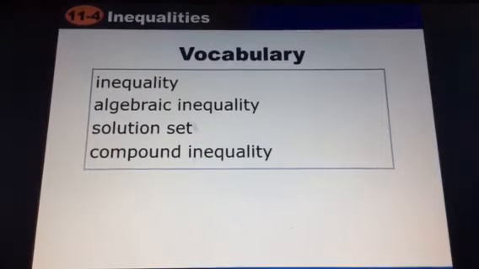This is some vocabulary we're going to be using today. The word inequality, algebraic inequality, solution set, and compound inequality.